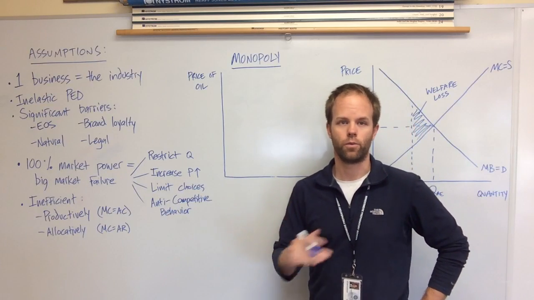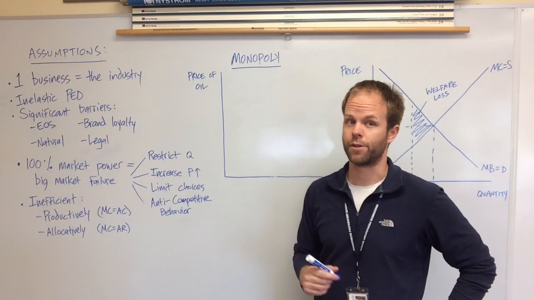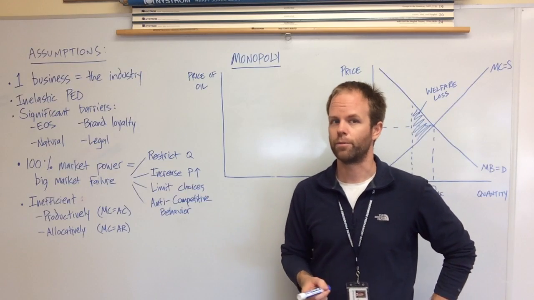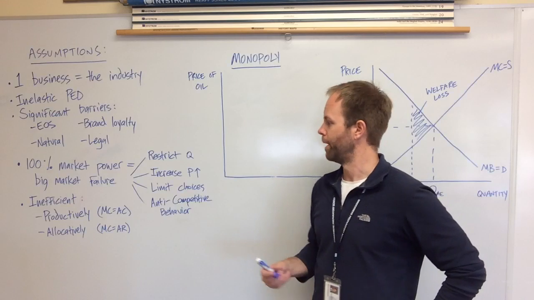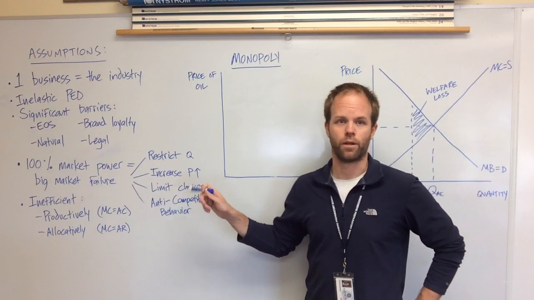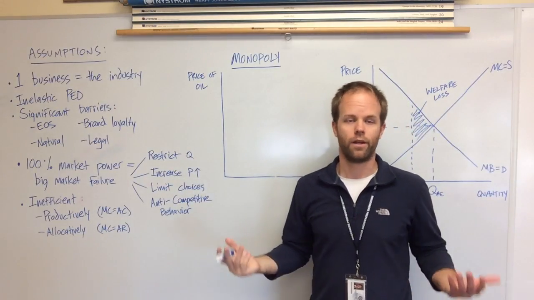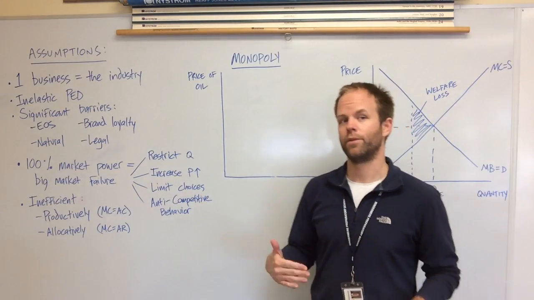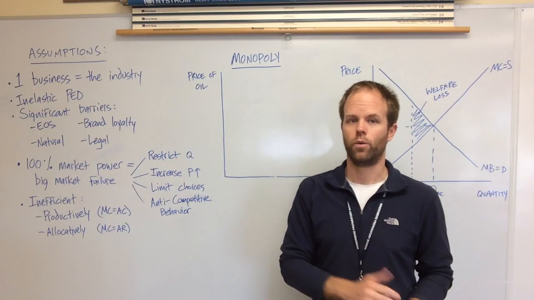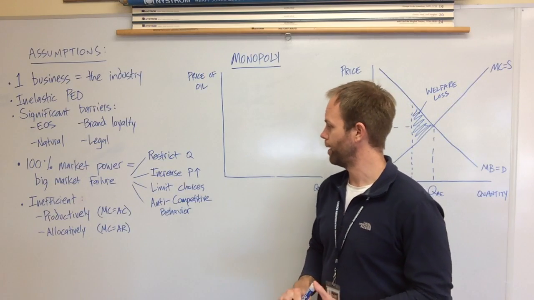They don't produce at the allocatively efficient point. They restrict output so they can make more profits. They do the same thing with their prices. If you sell a product with inelastic demand, it only makes sense from the business's point of view to raise your prices. You will increase your revenue that way.